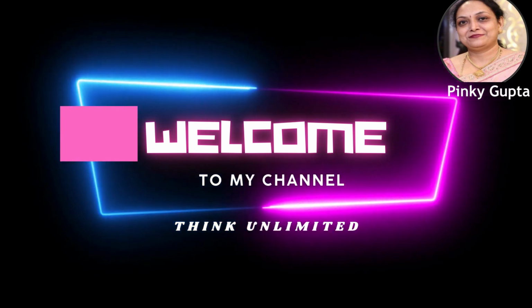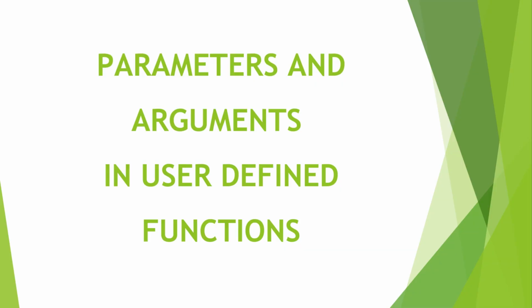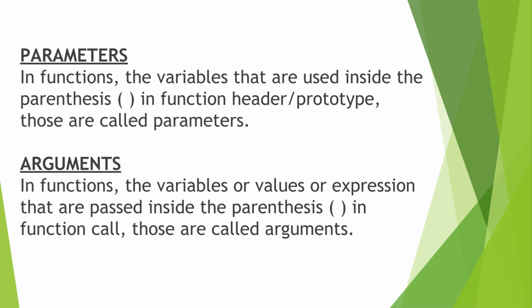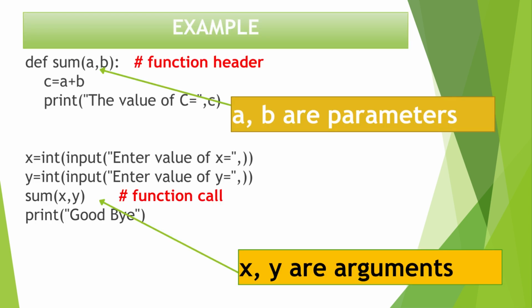So in this video you will learn about the parameters and arguments used in user defined functions in Python program. So let's see what these are. Parameters are the variables that are used inside the parentheses in the function header, and the arguments are the variables or values or expressions that are passed in the function call. Let's understand this with a simple example.